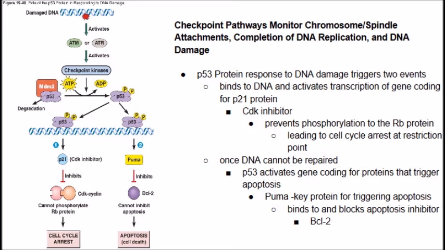Now on the right side of the figure marked by number 2, this shows what happens when the gene cannot be repaired. P53 will activate genes coding proteins that trigger apoptosis. Now PUMA, which stands for P53 upregulated modulator of apoptosis, binds to and inactivates BCL2, which is an inhibitor of apoptosis.